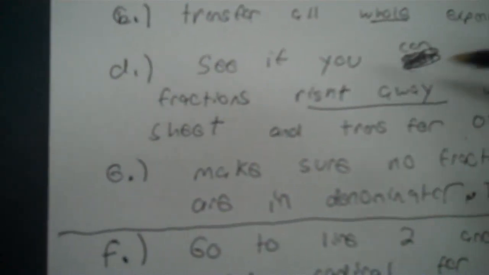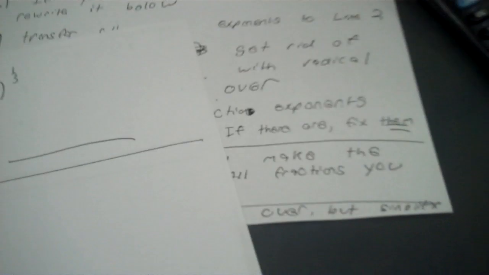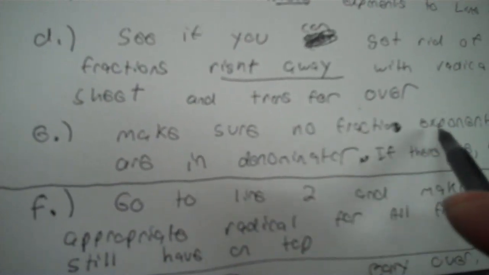Now let's see if you can get rid of fractions right away with radical sheet and transfer over. Here's what I mean by that. So you see these fractions are both thirds. Do you see 250 here? Nope. Do you see x here? Nope. Okay, so I can't really just get rid of it right away. Make sure there's no fraction exponents in the denominator. If there are, fix them. Nothing's on the bottom. Go to line 2, make the appropriate radical for all fractions you still have on top.